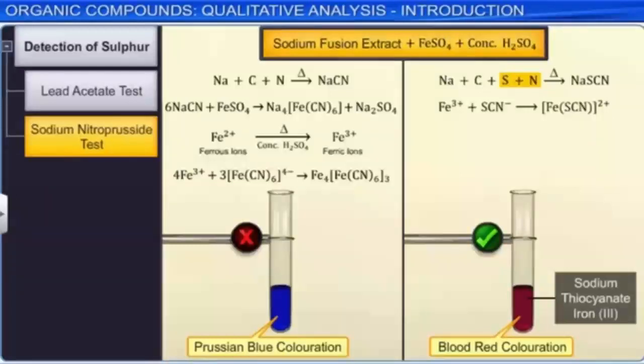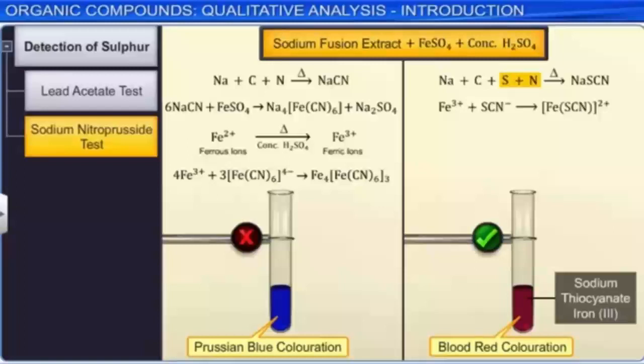To this solution, a few drops of silver nitrate solution are added. The color of the precipitate indicates the presence of the specific halogen. A white precipitate, soluble in ammonium hydroxide, indicates the presence of chlorine. The white-colored precipitate is due to the formation of silver chloride.